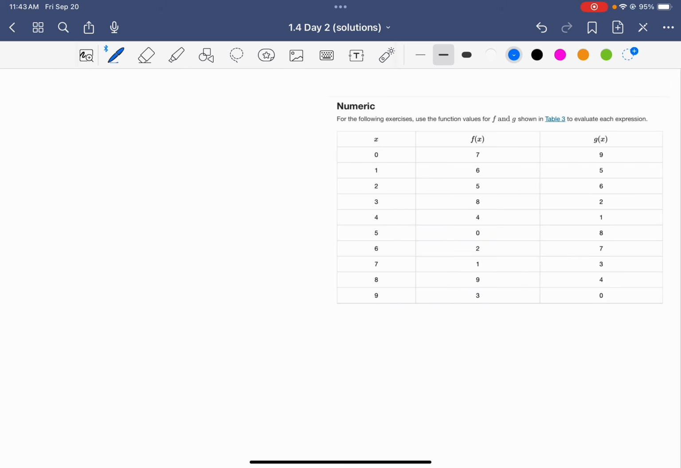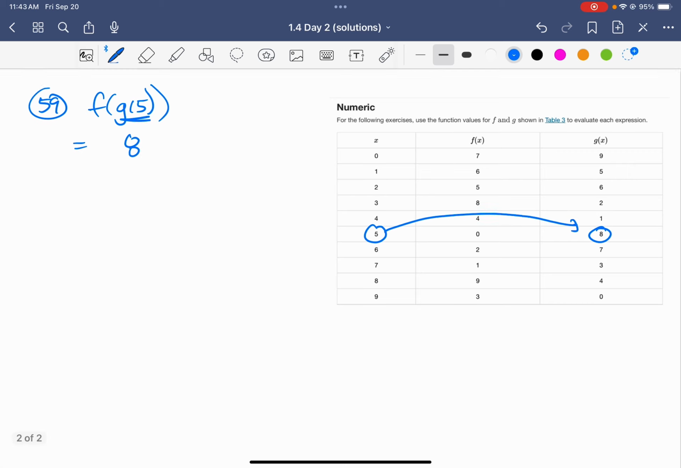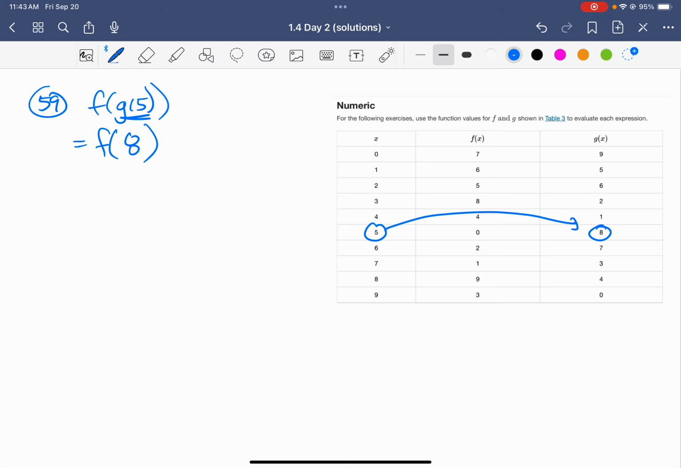59 asks me to find f of g of 5. I'm going to first go to the input of 5 and plug that into g. For the input of 5, if I plug it into g, I get out 8. So this is simply 8 that I'm taking f of. Now 8 is my input. If I put 8 into f, I get out 9. So my final answer is 9. So that's 59.